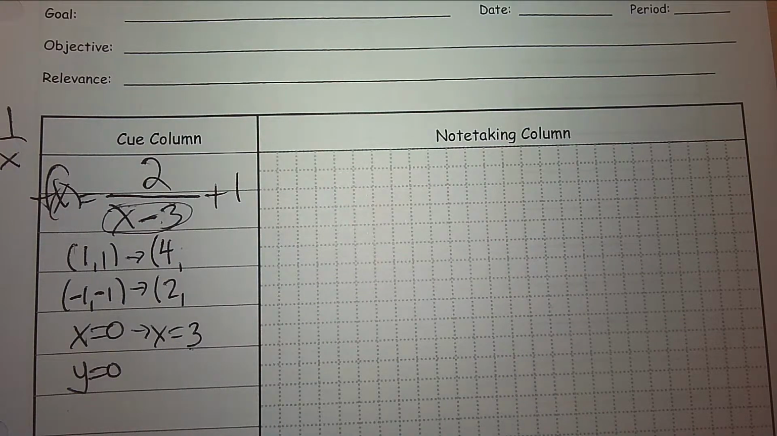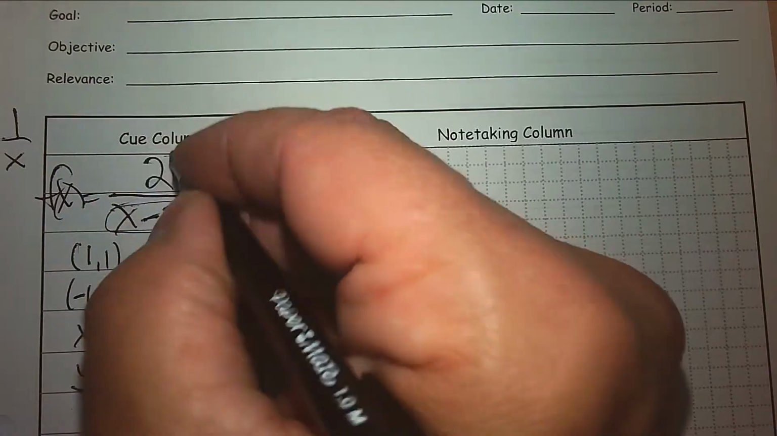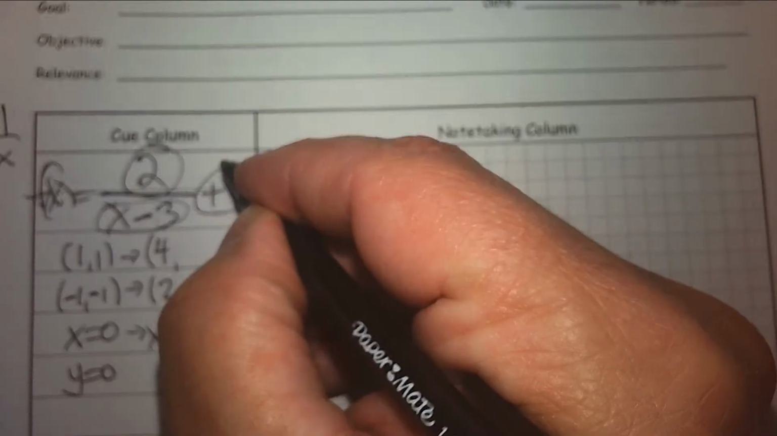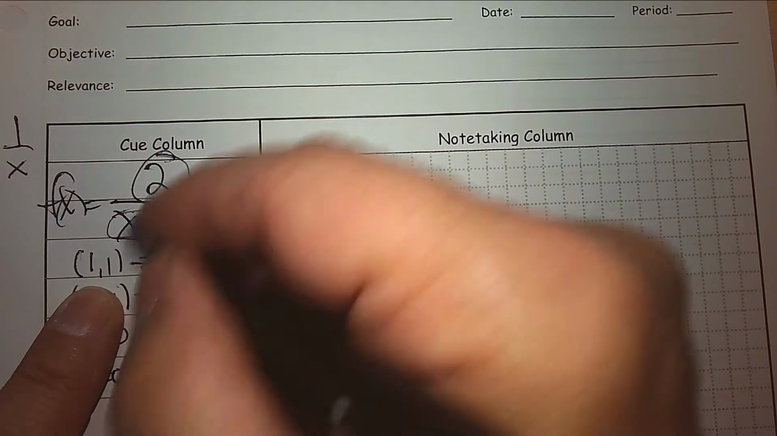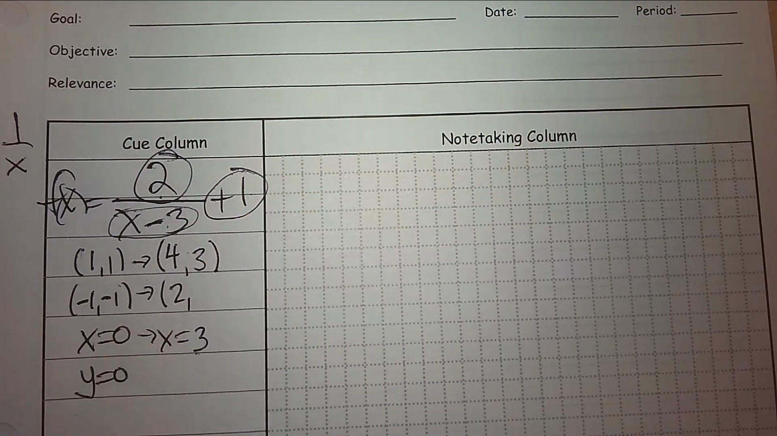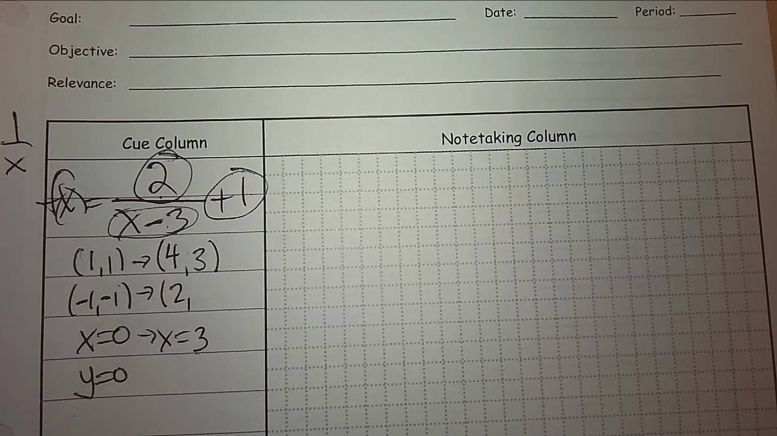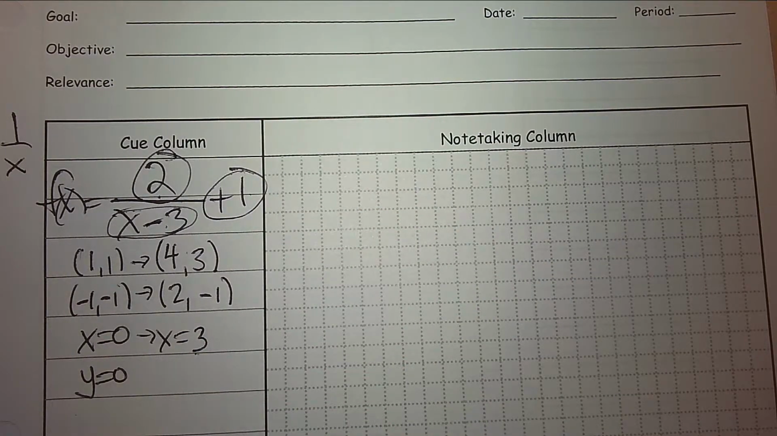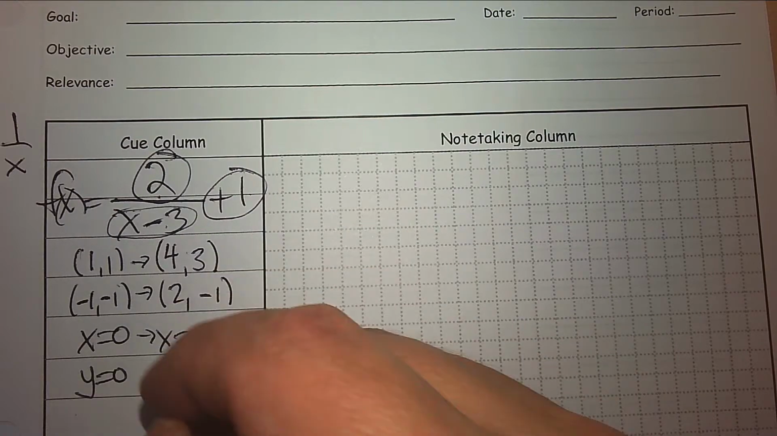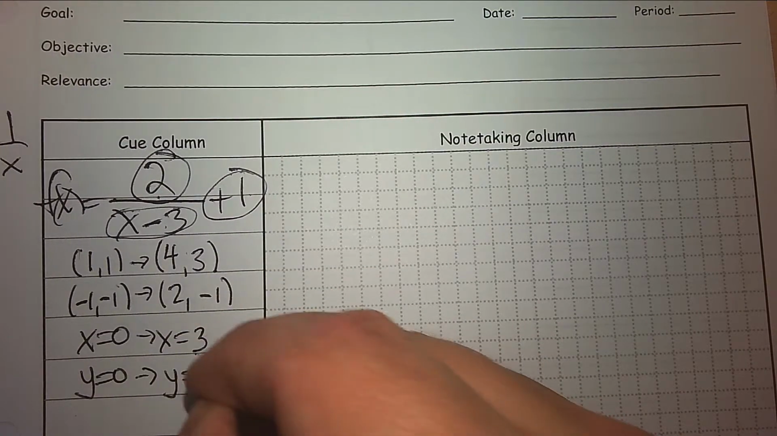Now, how do I change the y values? What's happening vertically? It's been stretched by 2, and then we go up 1. So I'm going to go 1 times 2. That's the stretch. And then add 1, and it's 3. I'm going to go negative 1 times 2. Stretch, and then go up 1. So now it's negative 1. And then 0 times 2 is 0, and add 1, it's 1.